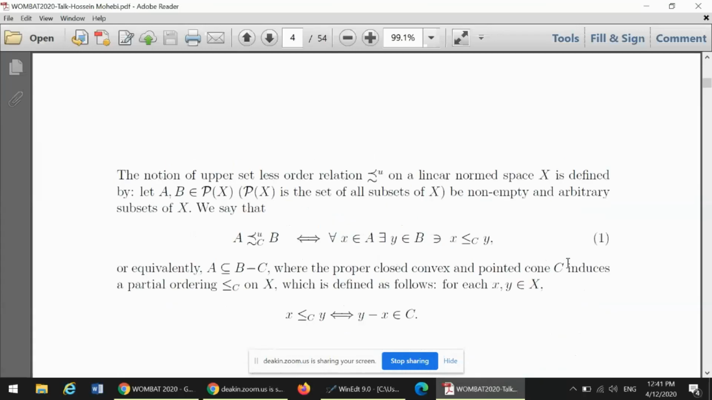For this, we define the upper set less order relation by the following relation. We say that A is less than B if and only if this relation holds, or equality: A is a subset of B minus C. C is a closed convex and pointed cone. Also, C induces a partial order by this relation.